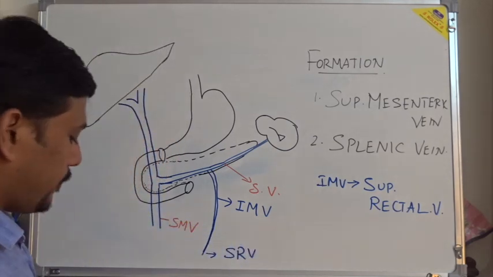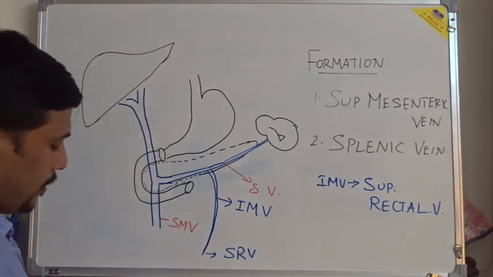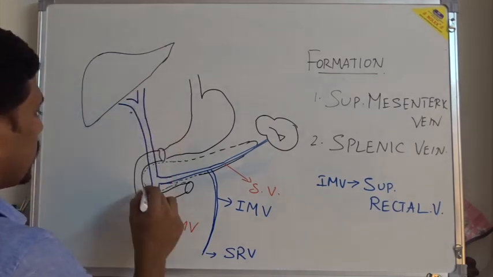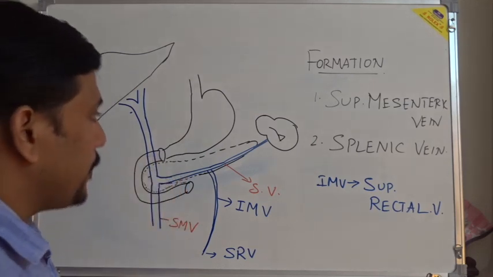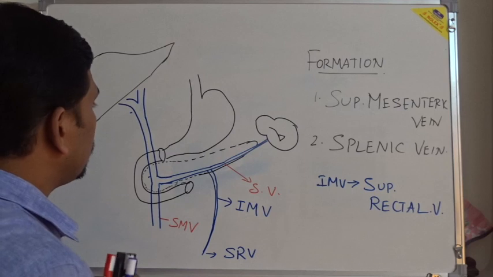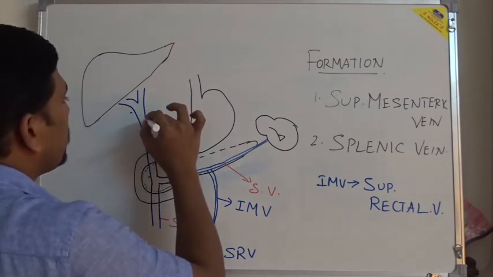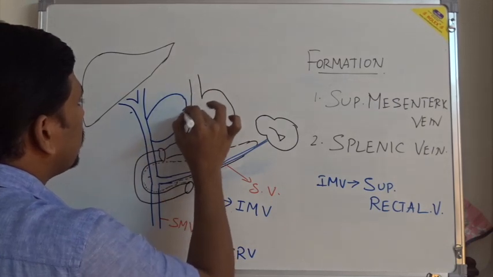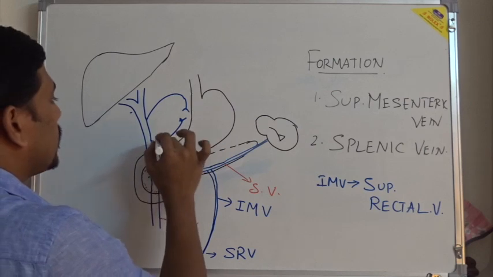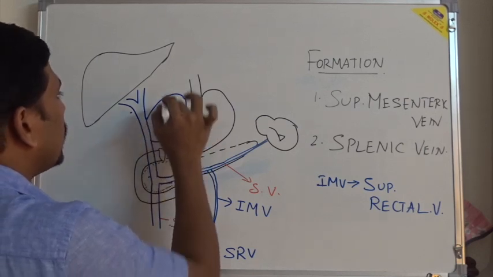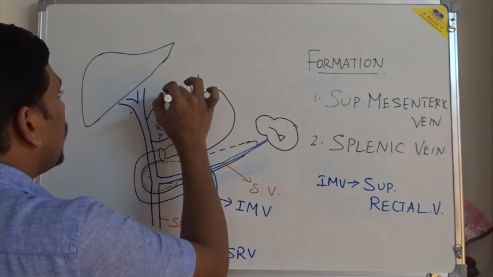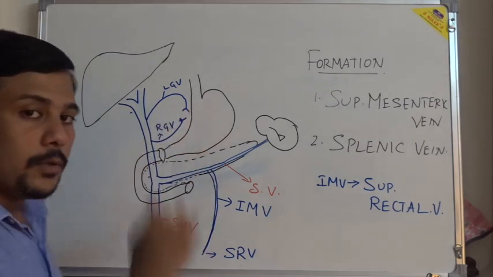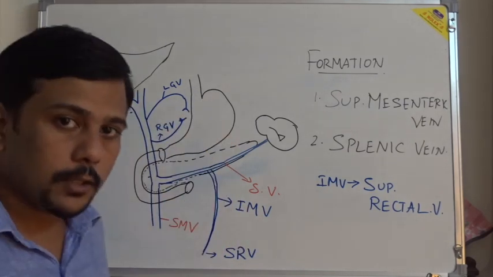Next, tributaries for the trunk part of the portal vein, the larger portion. Okay, from formation to the branches. So here we have major tributaries like the left gastric and the right gastric vein. This is the right gastric vein, and this one is the left gastric vein. Both of them are getting anastomosed in the lesser omentum along the lesser curvature of the stomach.